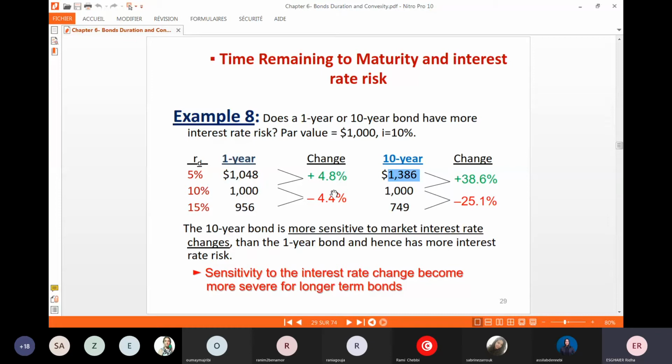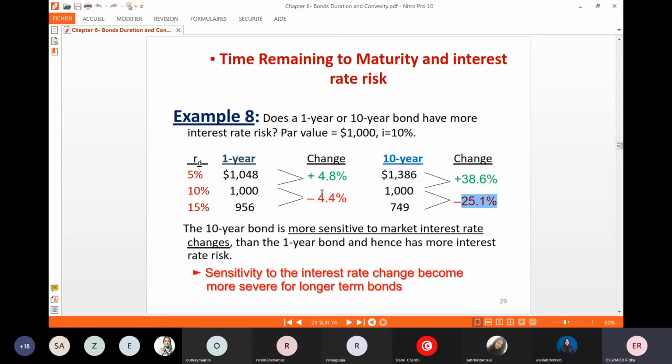But the price of the 10 year bond with longer maturity decreased by 25.1%. So see, the variation for prices of a 10 year bond is very high compared to the variation for prices of the 1 year bond. So what do we say? The sensitivity to the interest rate change becomes more severe for longer term bonds. A 10 year bond is more sensitive to the market interest rate change than the 1 year bond. So it has more interest rate risk, it is more sensitive.